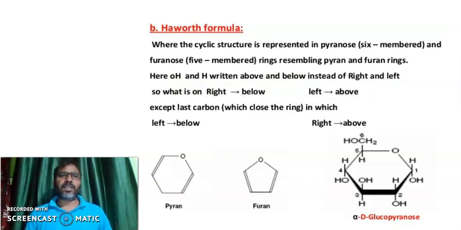Haworth formula, where the cyclic structure is represented as pyranose, 6-membered, and furanose, 5-membered, rings resembling pyran and furan. Here OH and H are written above and below instead of right and left. So what is on right goes below, and what is on left goes above. Right below, RB, left above, LA, except the last carbon which closes the ring, in which left below, right above. So pyran, furan, alpha-D-glucopyranose.